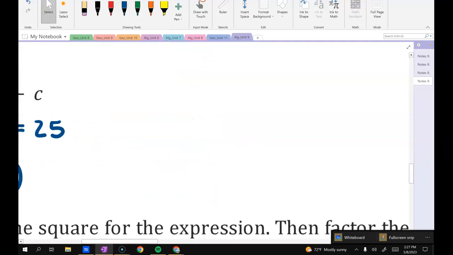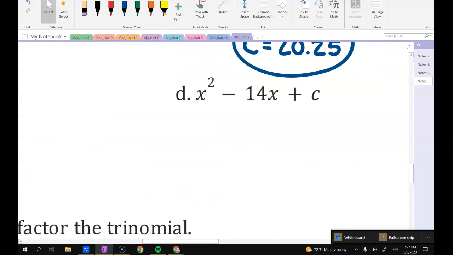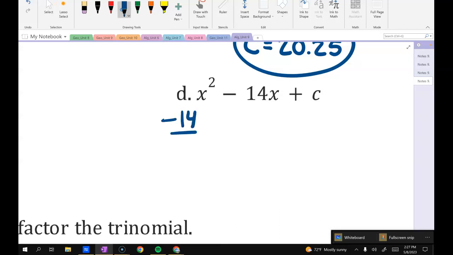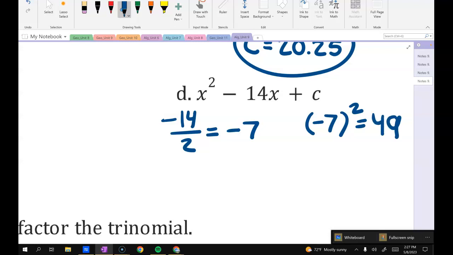For the last problem, if you want, you can try it on your own. Figure out what your C term is. Just always the same 2 steps. Divide by 2 and then square your result. Negative 14 divided by 2 is negative 7. One thing you have to be careful of if you're using a calculator, that when you're squaring negative 7, it needs to be in parentheses. So negative 7 times negative 7 is 49. So your C term is equal to 49.